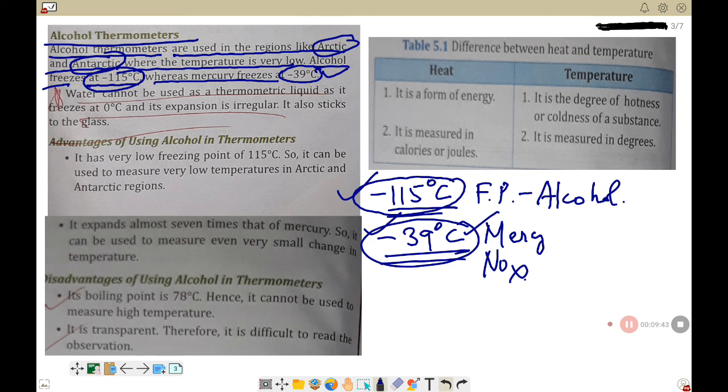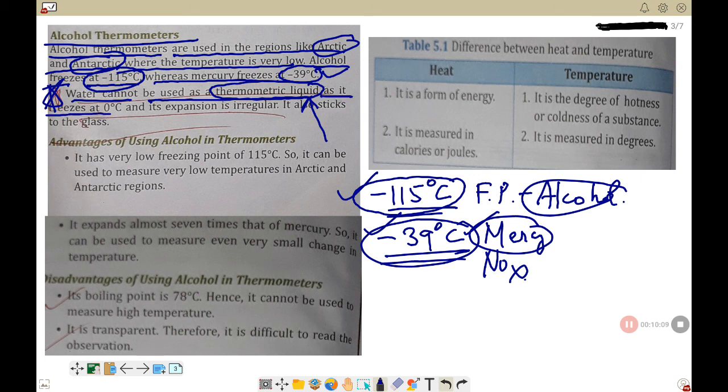Now apart from mercury and alcohol, why do we not use water? So please put a star mark here. Water cannot be used as a thermometric liquid. Now what is a thermometric liquid? A thermometric liquid is the liquid which is present in the thermometer. So the liquid which is used in the thermometer is called a thermometric liquid. Okay, as water freezes at 0 degrees Celsius and its expansion is irregular.